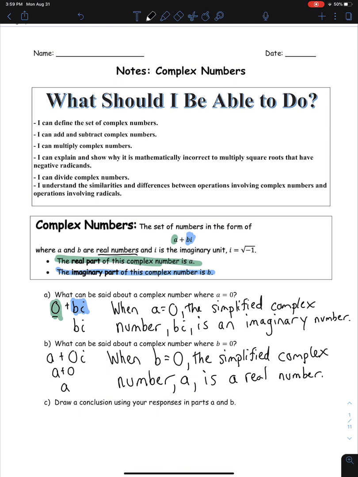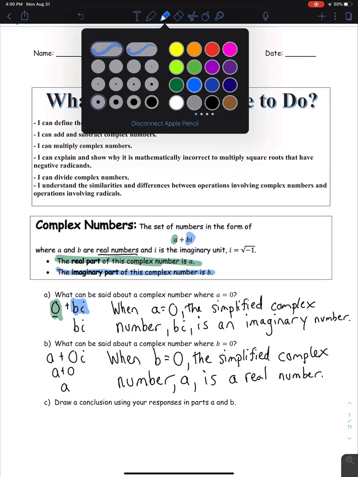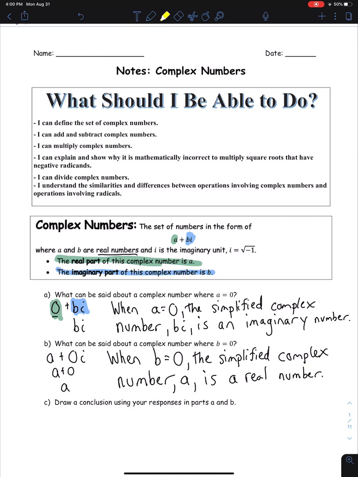So what conclusion can you draw about your responses using part A and part B about complex numbers? Think about that for a couple minutes. Pause the video and play it once you're done thinking about it. So, complex numbers include plain old imaginary numbers and also real numbers. So complex numbers include both real and imaginary numbers.